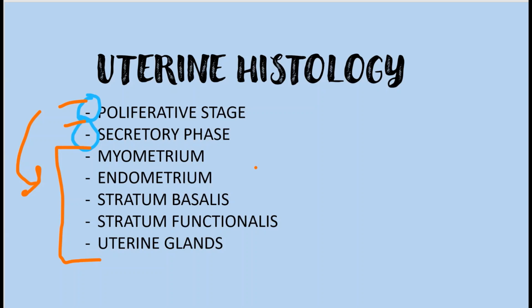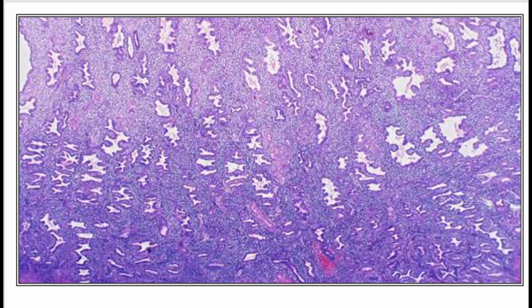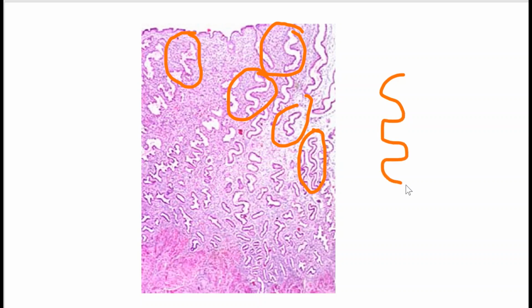First, let's just kind of figure out how we're going to figure out the phases. It's super easy. We're going to find these things called uterine glands, which are these bad boys, like right here. These are all uterine glands. Now, if they're slithering like a snake, they are the secretory phase. Okay?